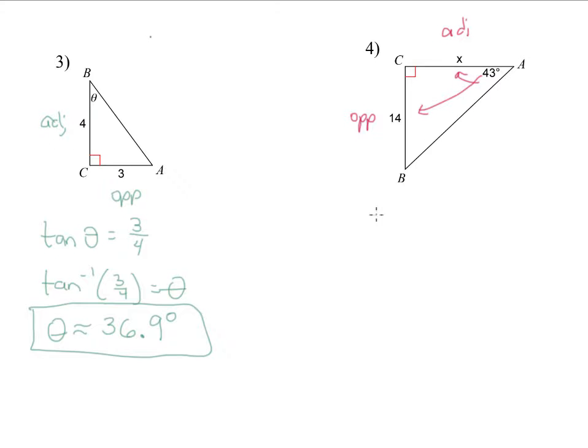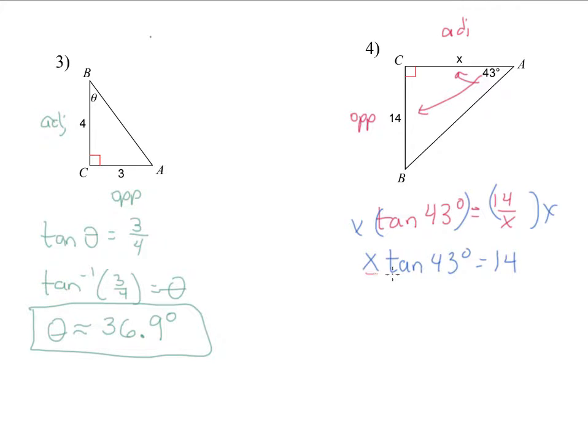In section 4, we're asked to solve for x. Again, we're given our opposite and our adjacent side, so tangent of 43 degrees is equal to 14 over x. We're going to solve this equation for x. To solve the equation for x, we're going to multiply each side by x, and we get x times tangent of 43 degrees equals 14.